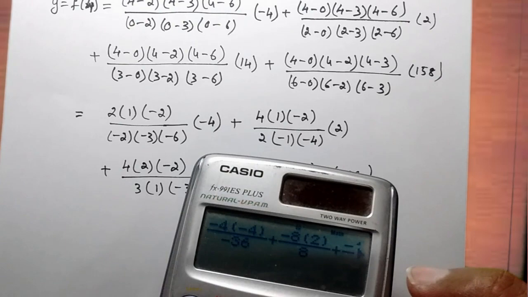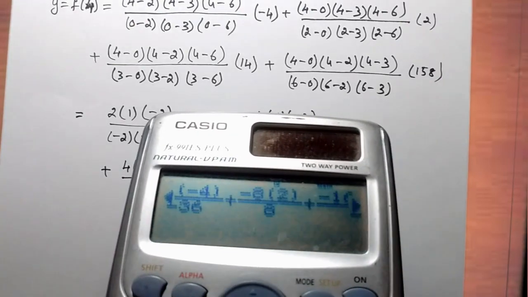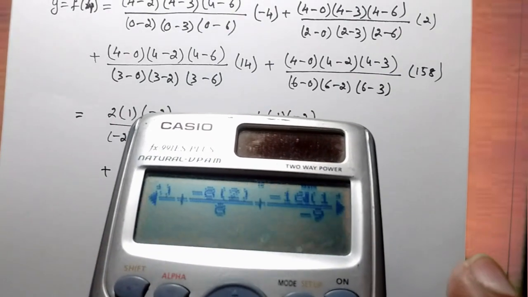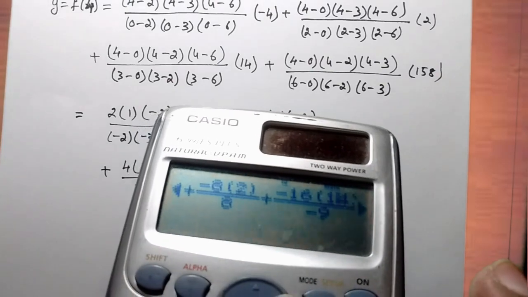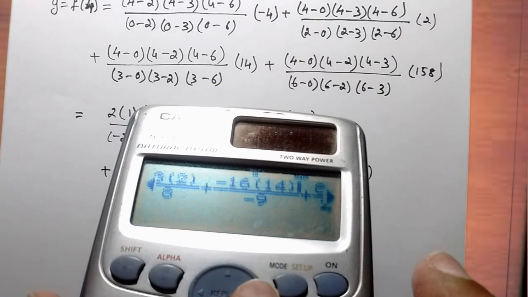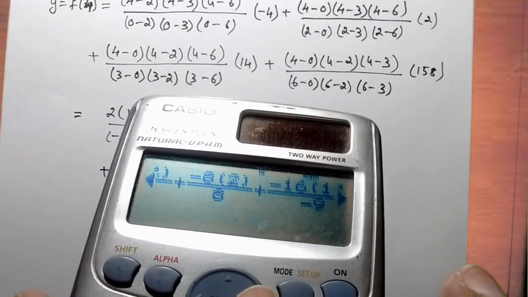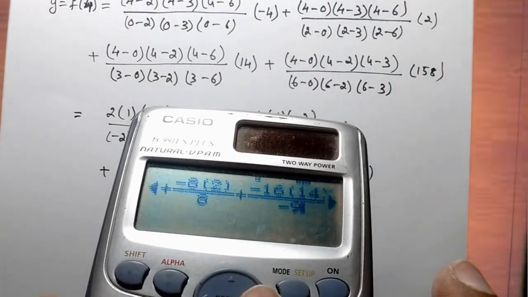Next, coming to the third term, you can see it over here. Third term will be, I have multiplied and written there, you will be getting minus 16 into 14, divided by the denominator, which is minus 9. And the last term also I have multiplied there. How much will you be getting?